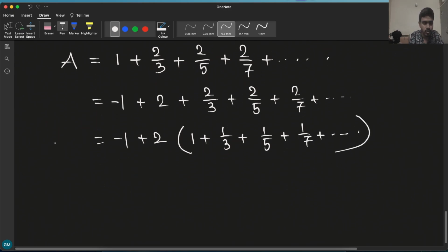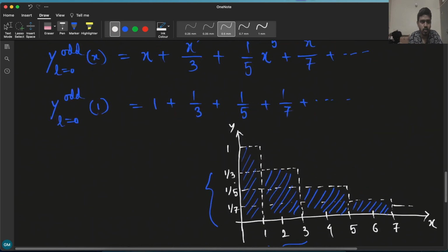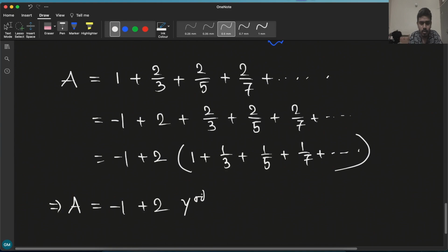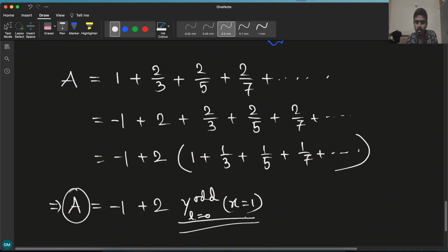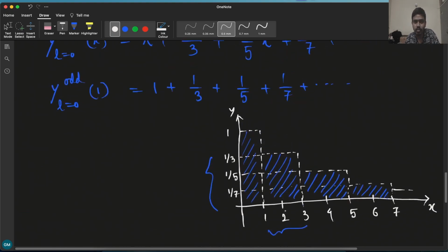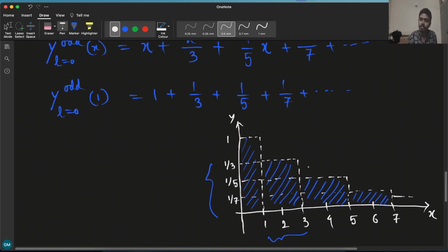So A is basically minus 1 plus 2 times the odd series. So if I can show that A is convergent, then I can say this series is also convergent. Or if I can show A diverges, then it follows that this series also diverges. So it's all about showing whether this area converges or diverges.